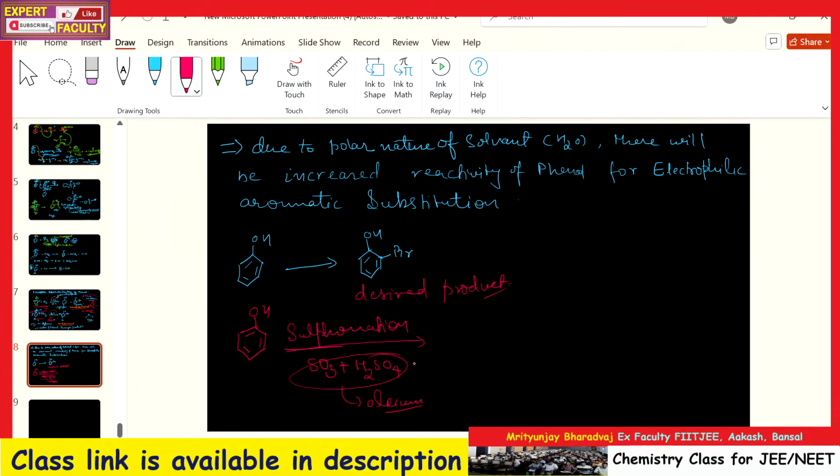When sulfonation is done under controlled conditions, it will be disulfonated. This will be the product.